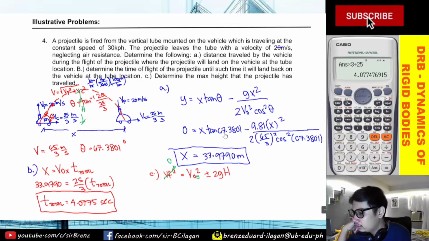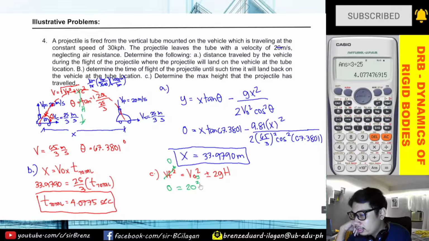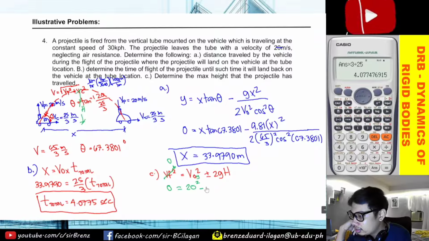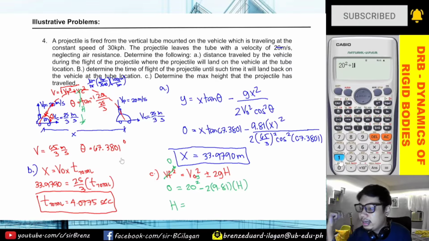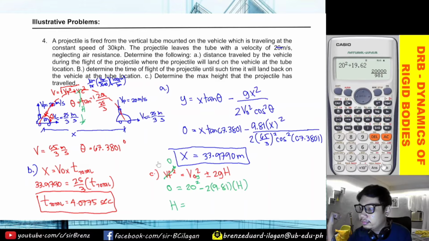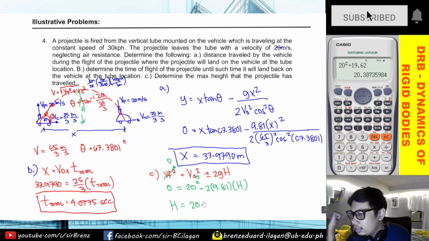So that will be, sige, green na lang tayo. So that is 0 is equals to ano nga to? 20, no? So 20 squared and then pataas, so labag sa direction, 2 times 9.81 times h. So the maximum height is equals lang sa 20 squared divided by 19.62, or that is equals to 20.3874 meters.